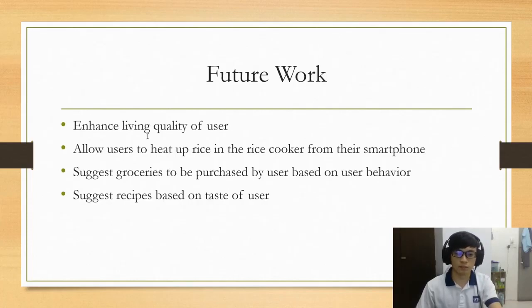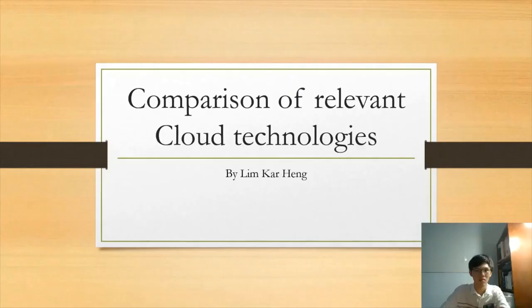They can click a function on the application, and then the rice cooker will start heating up the rice. Another idea is that the kitchen system is able to build a grocery list to suggest groceries so that the consumer can purchase them. With further analysis into the behavior of the consumer, it is possible for the smart cooker to suggest different recipes based on the taste and palate of the consumer.